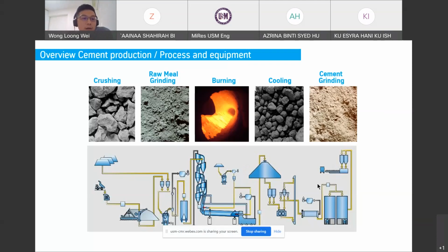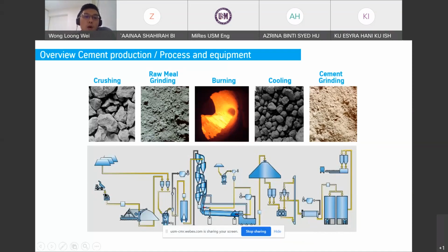Cement is starting from the quarry. So we have a limestone quarry in the cement plants. Beside the limestone quarry, there are also other raw materials such as the silica sands, the iron ore or alumina clay. All these limestone will go into the crusher.